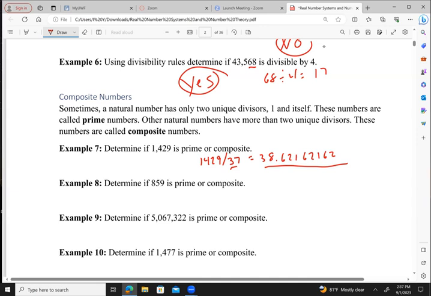Now, any number over 37, 38 is not going to work because it's 2 times 19. 39 is not going to work because it's 3 times 13. So at this point, I've gone all the way up to 37. If I go beyond that, the other side of the number is going to be below 37, so it would be something I already tried if it was there. So in this case, this is a prime number.